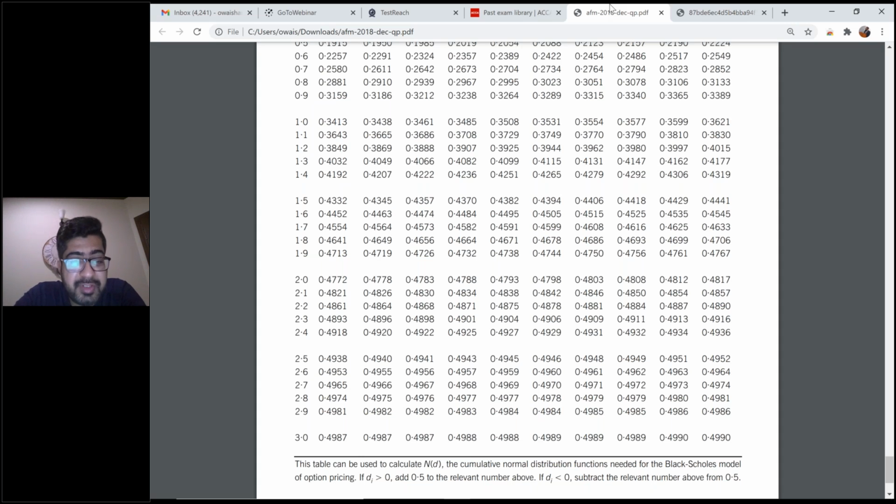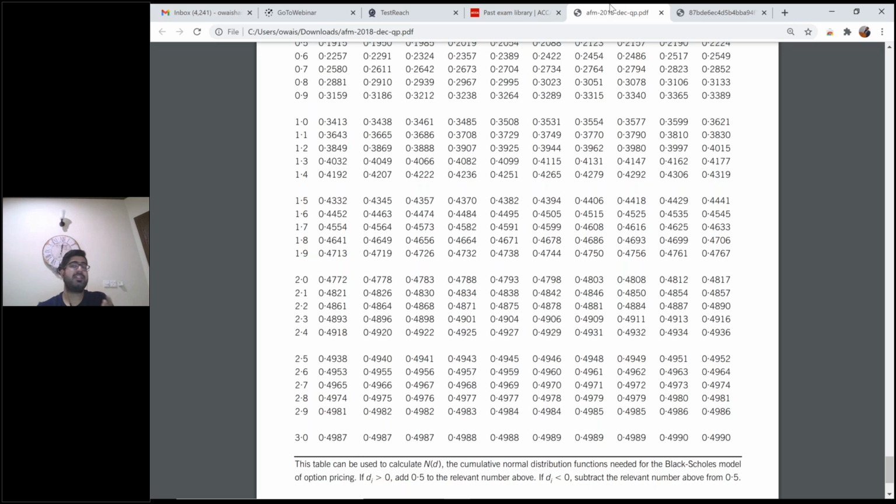pricing. If d is greater than 0, d meaning the number D1 or D2, if D1 is greater than 0, meaning it's positive, add 0.5 to the relevant number above. And if D1 is less than 0, meaning it's negative, subtract the relevant number above from 0.5.